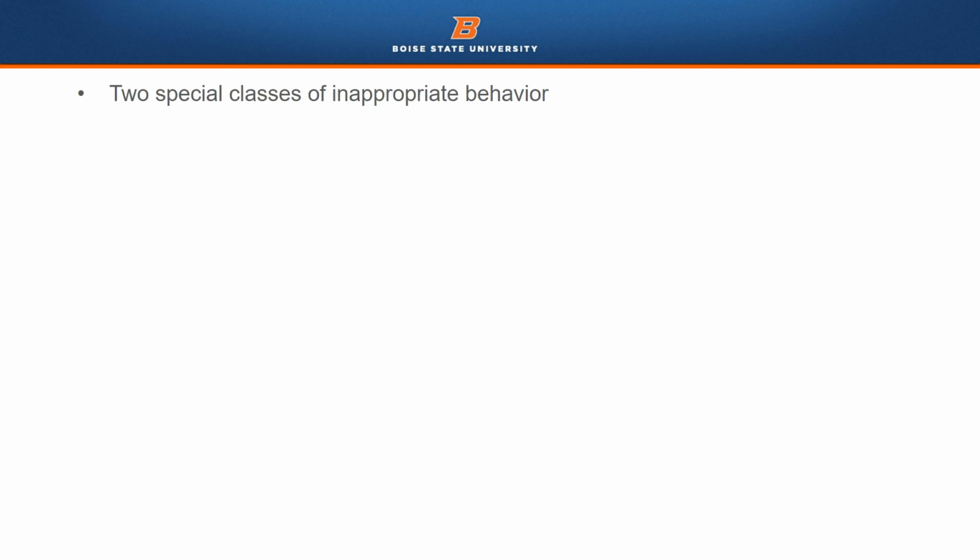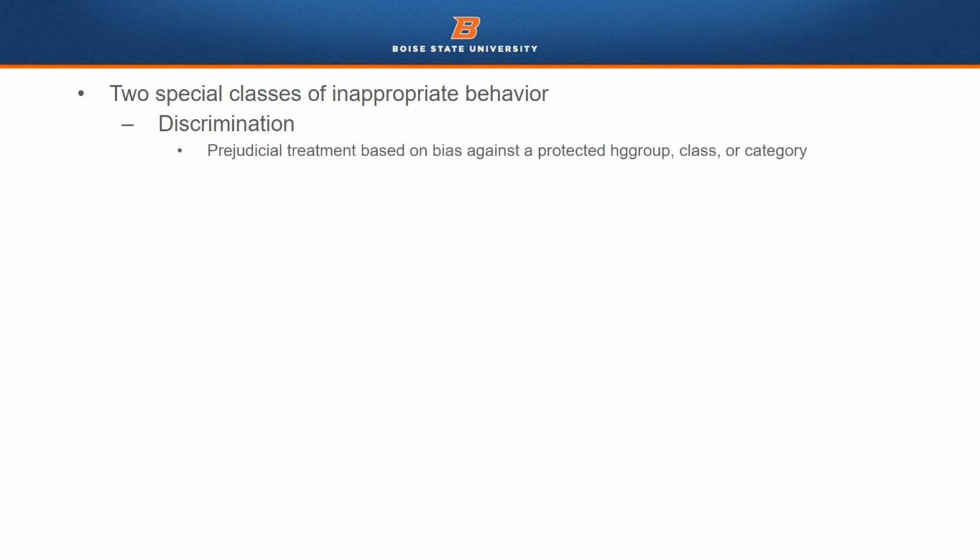So we're going to discuss, particularly in this module, two very special classes of inappropriate behavior, because they're two of the most common that create issues within workplaces, but also the two most common that get people fired or sued, and organizations sued as well. The first is discrimination. And I'm sure that many of you have heard this word before, but to be clear, discrimination is any prejudicial treatment based on bias against a protective group, class, or category.